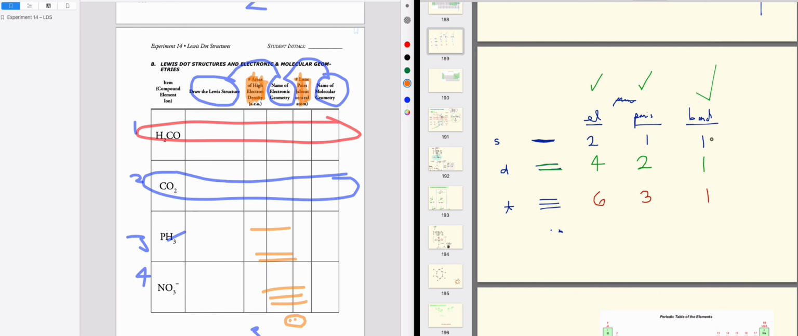Some bonds are made up of 2 electrons. Some bonds are made up of 4 electrons. And some bonds are made up of 6 electrons. How do we know? Well, we look to see how many electrons are there.